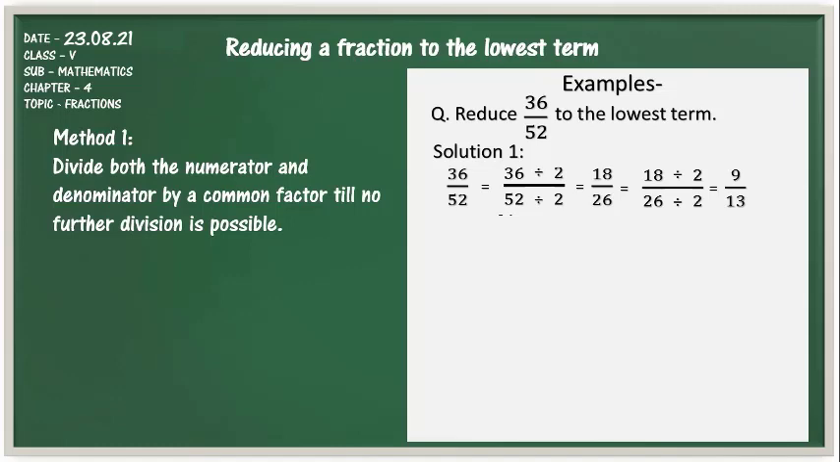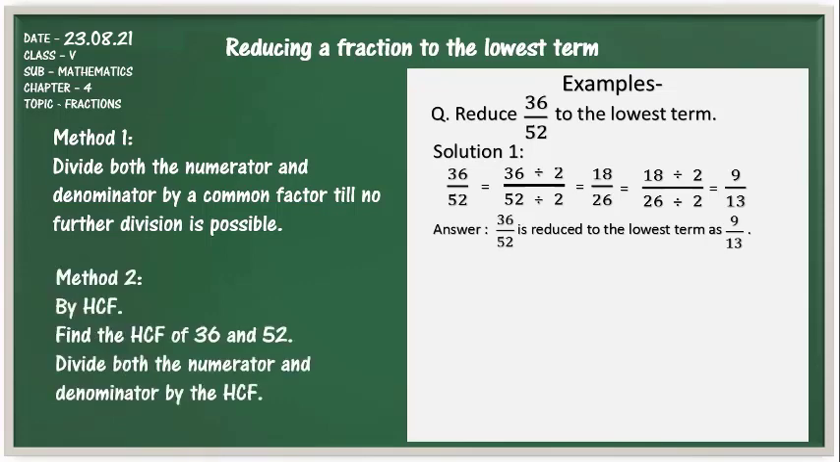Now, 9 by 13 cannot be divided further because there is no common factor between them. So 9 by 13 is the lowest form, or the lowest term, of 36 by 52.